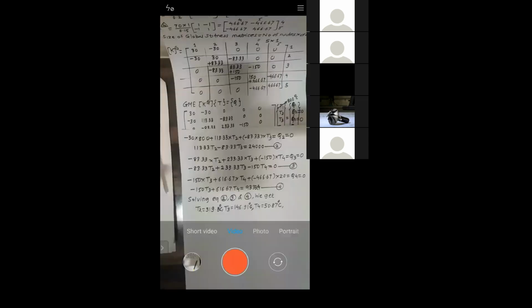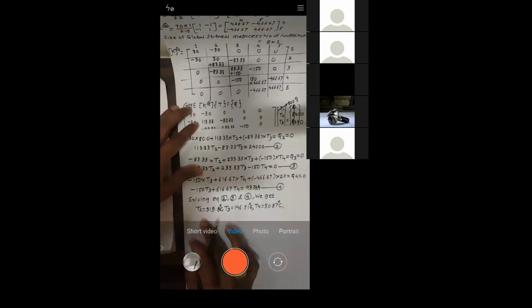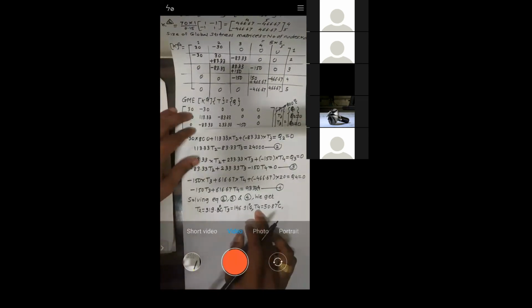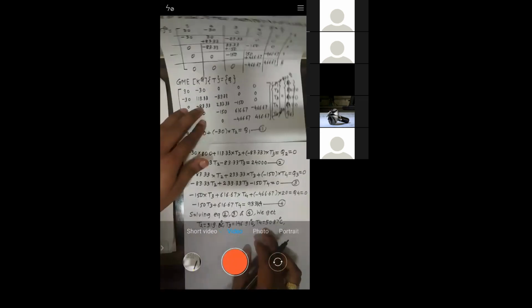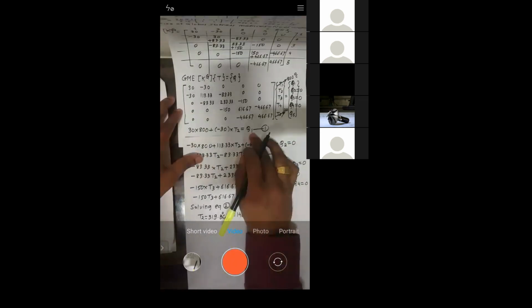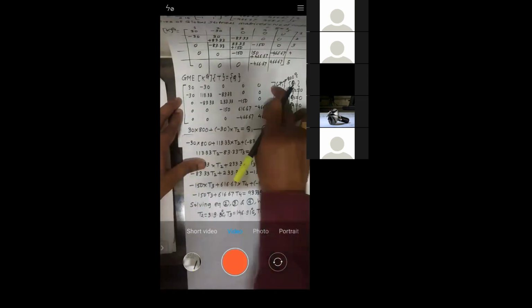So these are the values of T2, T3, and T4 we got. Now, can you calculate Q1? I will calculate Q1. Just go first row multiplied by this column.